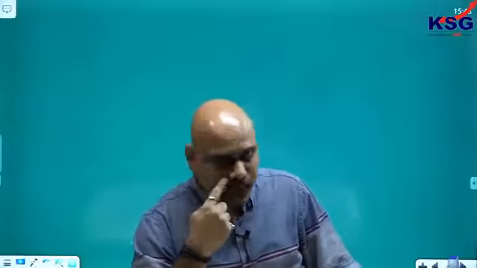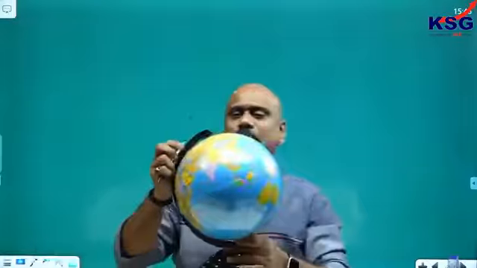Geographic pole is the pole of the earth. Magnetic pole is because of the magnetic property. A geographic pole is here, and the magnetic pole will be here. Now this magnetic pole, again I am saying, is changing. This magnetic pole is based on the bar magnet.